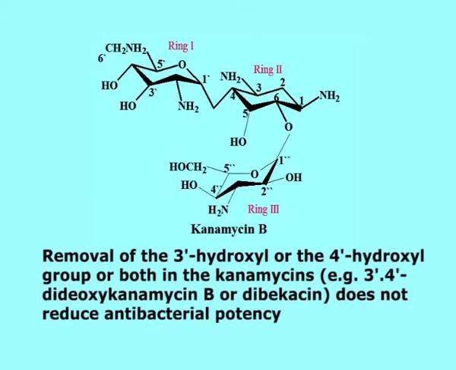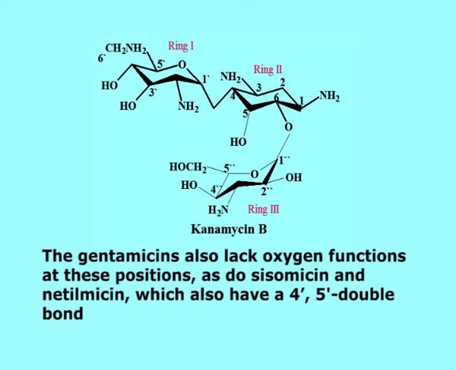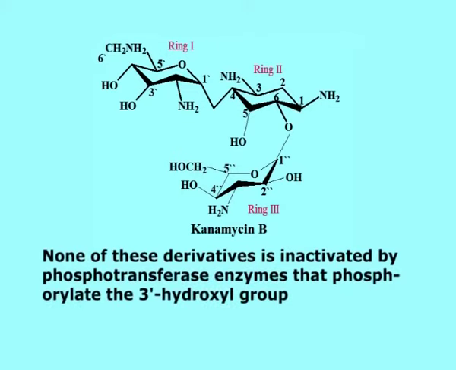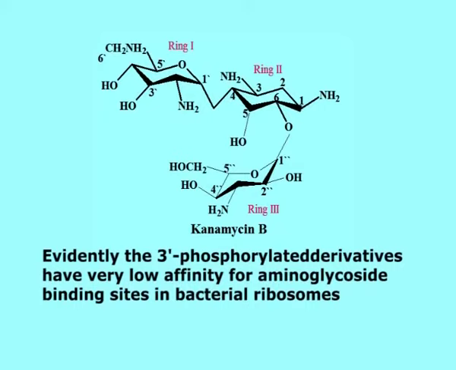Removal of the 3' hydroxyl or the 4' hydroxyl group or both in the kanamycins, for example 3',4'-dideoxykanamycin B or dibekacin, does not reduce antibacterial potency. The gentamicins also lack oxygen functions at these positions, as do sisomicin and netilmicin, which also have a 4',5' double bond. None of these derivatives is inactivated by phosphotransferase enzymes that phosphorylate the 3' hydroxyl groups. Evidently, the 3'-phosphorylated derivatives have very low affinity for aminoglycoside binding sites in bacterial ribosomes.